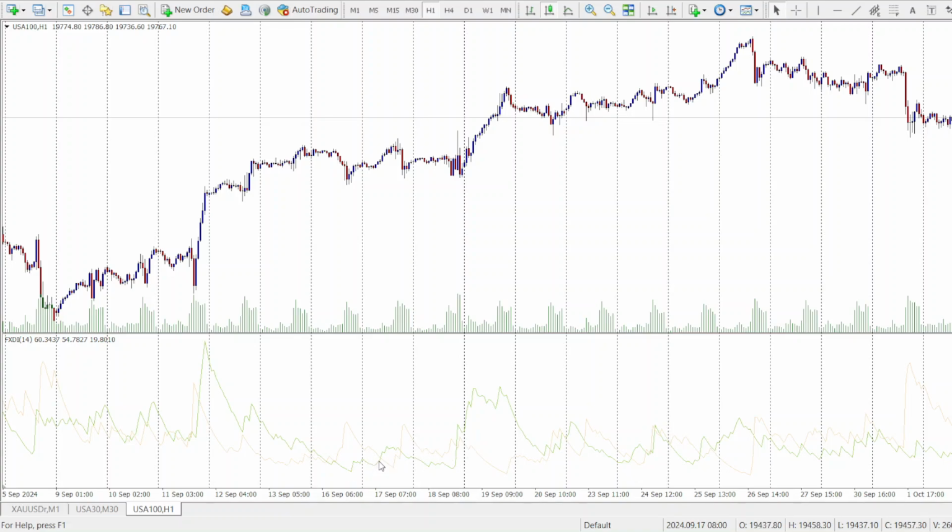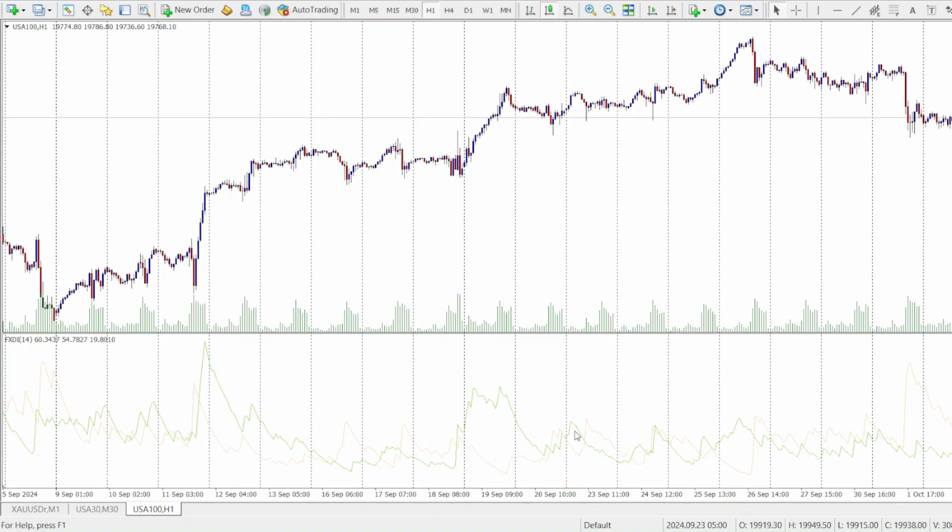Now the crossover means when the green line crosses over the yellow line upwards or downwards. Whenever the green line crosses over the yellow line upwards, it indicates a buy signal. On the other hand, whenever the green line crosses over the yellow line downwards, it indicates a sell signal.